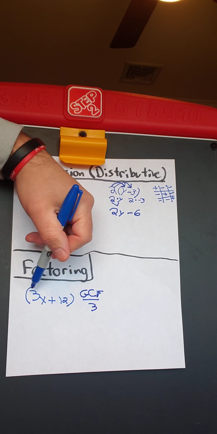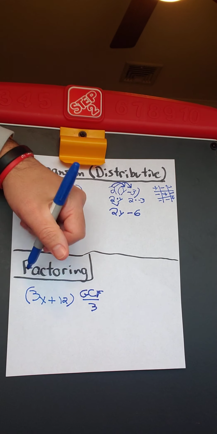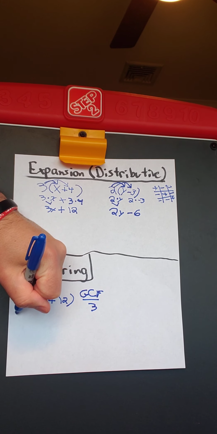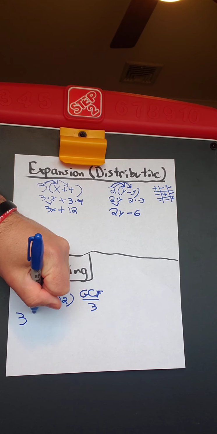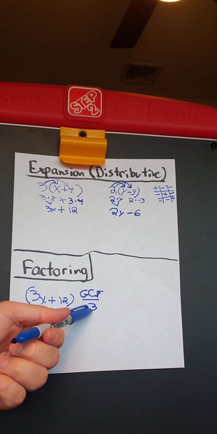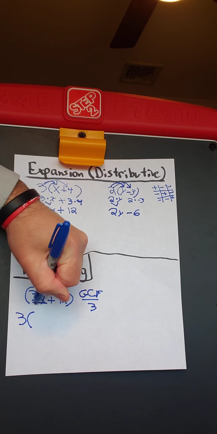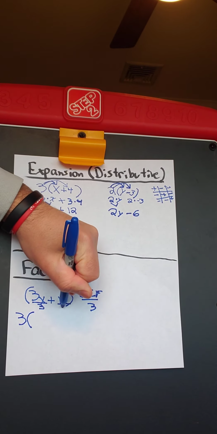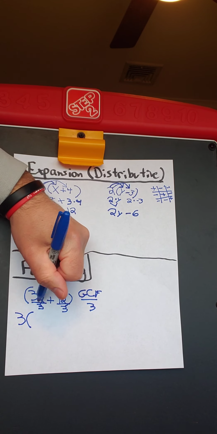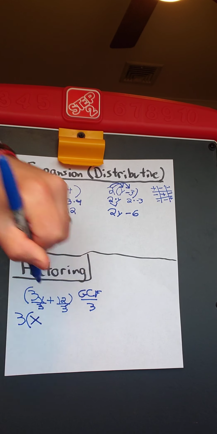They don't share an x, so you can't take an x out as well. You can only take a 3 out. So if you take a 3 out, what I mean by that is you're pulling a 3, your greatest common factor, and putting it outside the parentheses. So whatever your greatest common factor is, you put outside the parentheses. Now, you just divide each term by your greatest common factor. So 3x divided by 3. 3 divided by 3 is 1. So you could just write your x inside the parentheses.